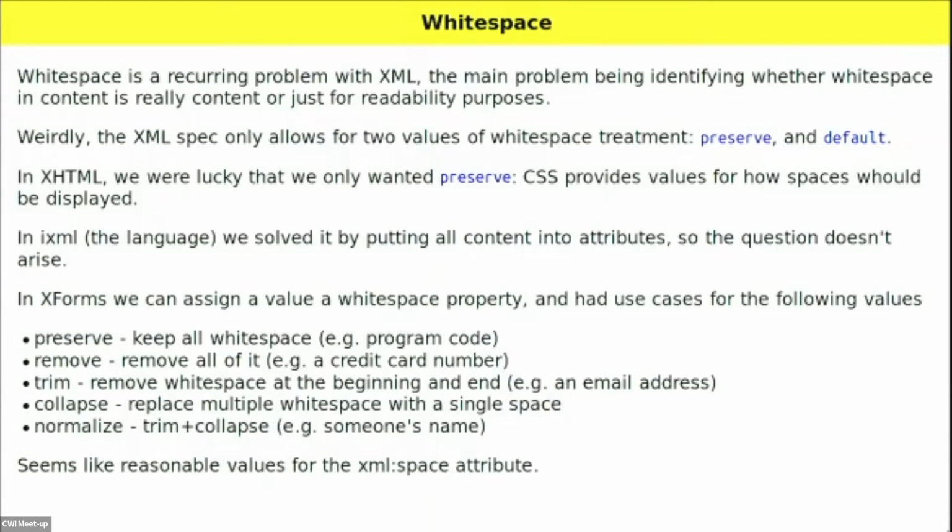The use cases that we found, and so put into the language, are preserve and remove. Preserve is, for instance, program code. You want everything preserved there, or a poem, maybe. Remove, you want it all removed. For instance, a credit card number, you only want those digits.